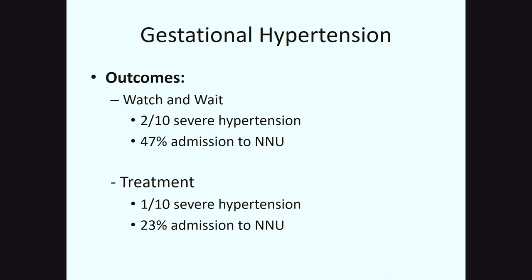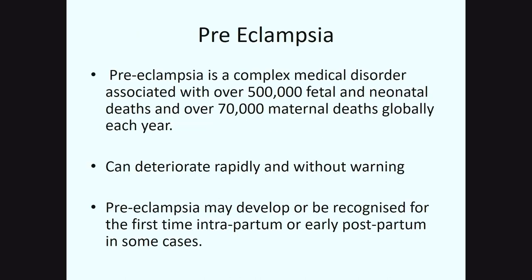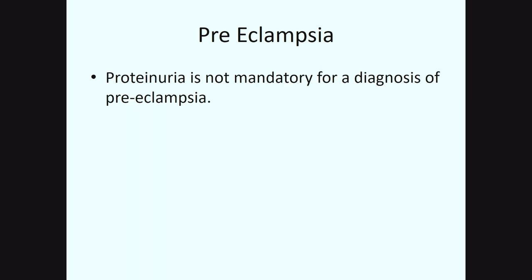So we'll move into preeclampsia. This is the most important one for this presentation today. Preeclampsia is a complex medical disorder associated with over 500,000 fetal and neonatal deaths and over 70,000 maternal deaths globally each year. Preeclamptic pregnant mothers can deteriorate rapidly and without warning. Preeclampsia may develop or be recognized for the first time intrapartum or early postpartum in some cases. And this is important: proteinuria is not mandatory for a diagnosis of preeclampsia.